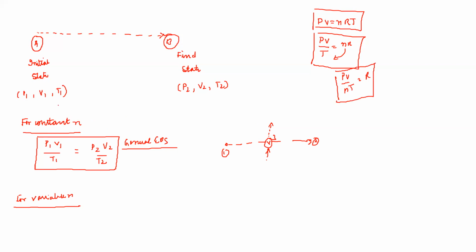Oh, sorry, PV by NT is going to be constant. So let's say the number of moles here is N1 and the number of moles here is N2. So over here you'll get P1 V1 by N1 T1 is equal to P2 V2 by N2 T2. This is the general equation of state for variable number of moles. For variable number of moles, this is going to be the general equation of state for an ideal gas.